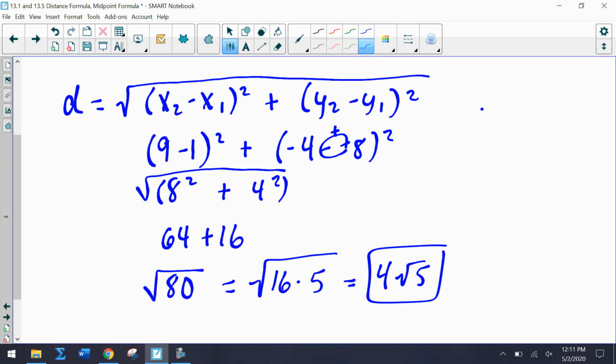So you have to always simplify under that radical first. Okay, and then take the square root at the end. So that's going to be super important with these examples.